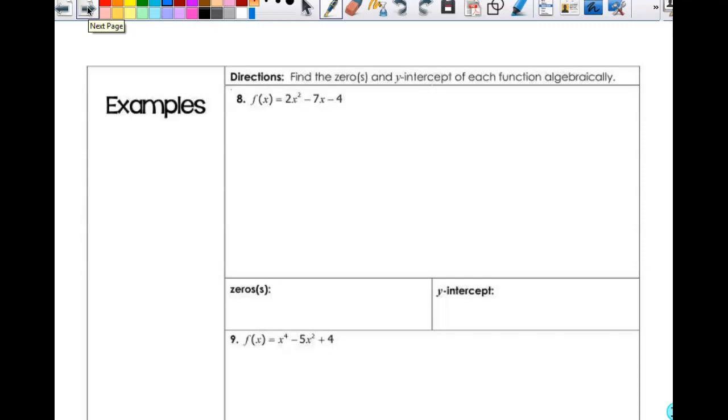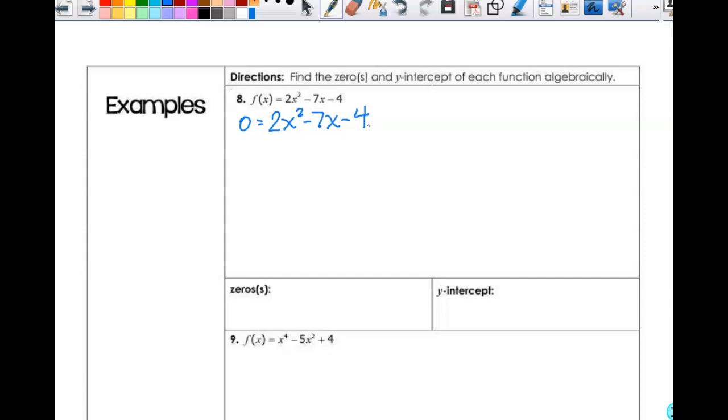Okay. So I'm going to find the zeros and the y-intercept. So to find the zeros, I set f of x equal to 0. So 0 equals 2x squared minus 7x minus 4. I'm solving a quadratic, so I'm going to factor.